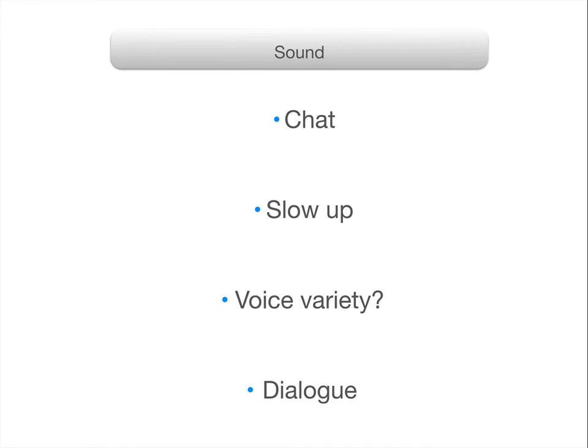Sound. I said this before, you're chatting with people. You're not delivering a lecture. Slow up. For most people, your normal speaking voice is probably a little bit fast. Have some variety in your voice so that it's not a monologue which drones on and on and on. And finally, try to encourage dialogue.